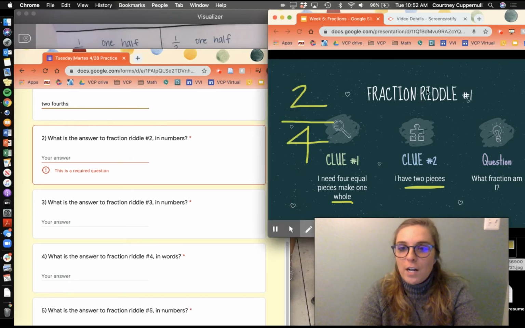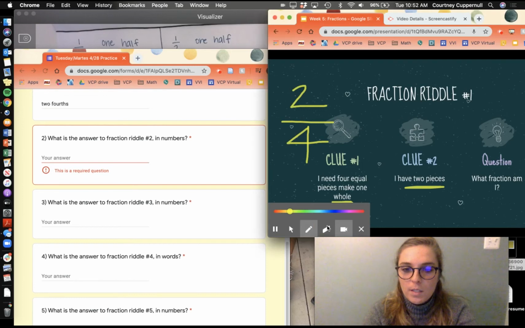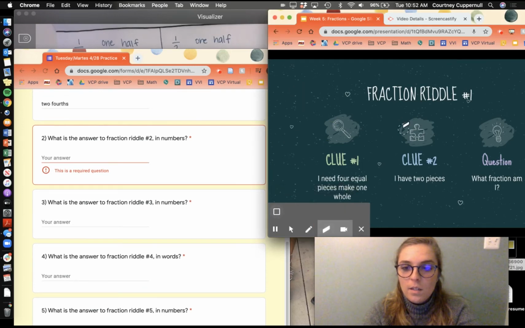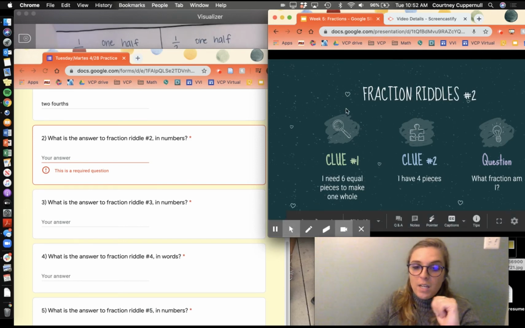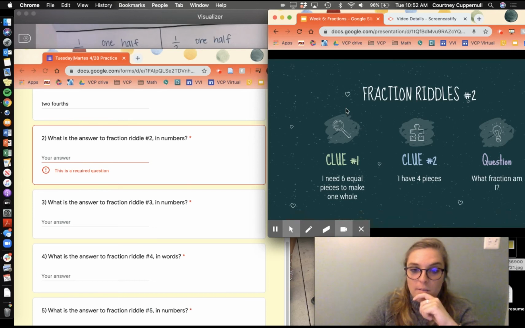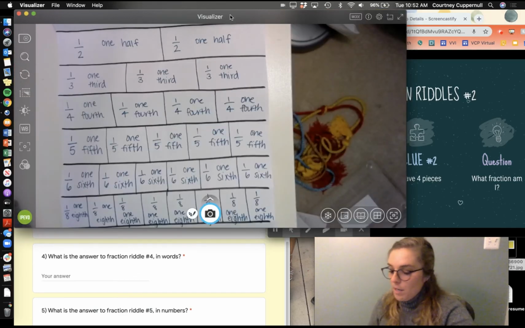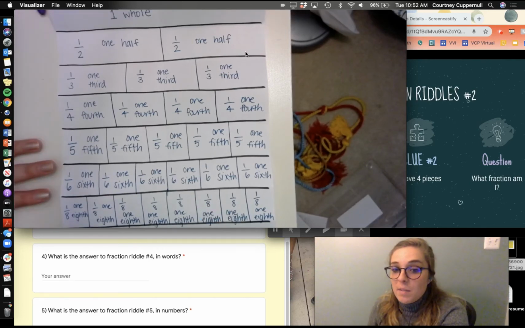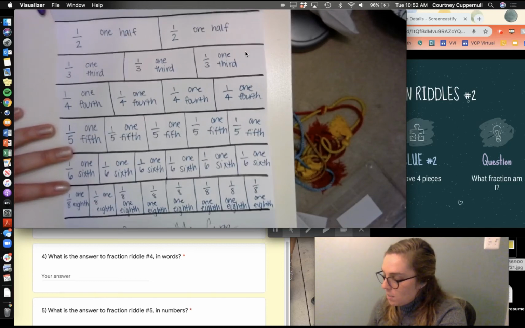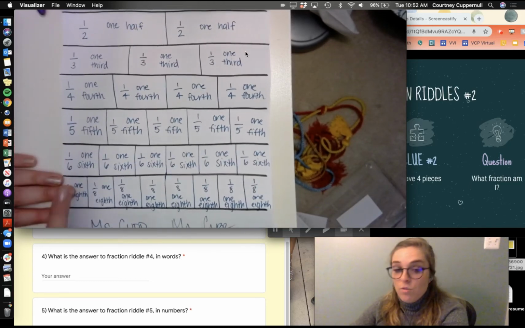All right, now let's do fraction riddle number 2. Fraction riddle number 2. I need 6 equal pieces to make one whole. I have 4 pieces. What fraction am I? Same as before, I'm going to come to my handy dandy anchor chart. I know if I need 6 pieces to make a whole, I'm looking for 6 equal pieces. I know based on a review that I'm looking at my sixths.